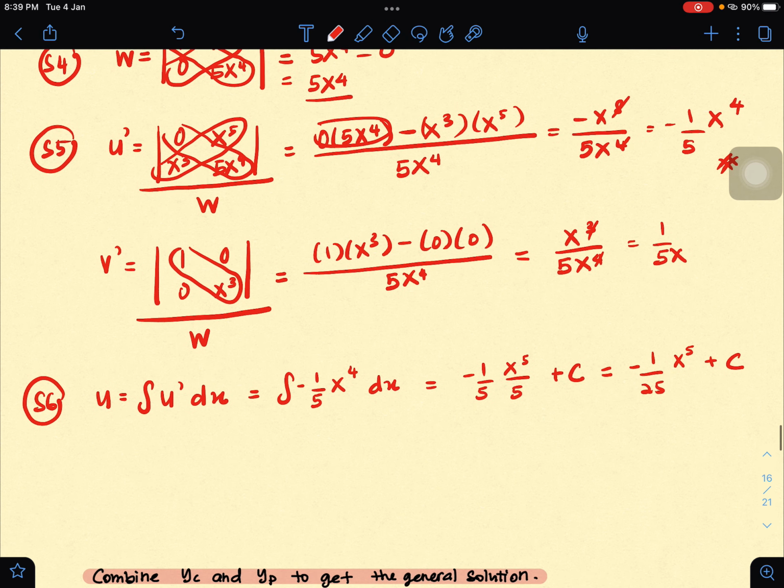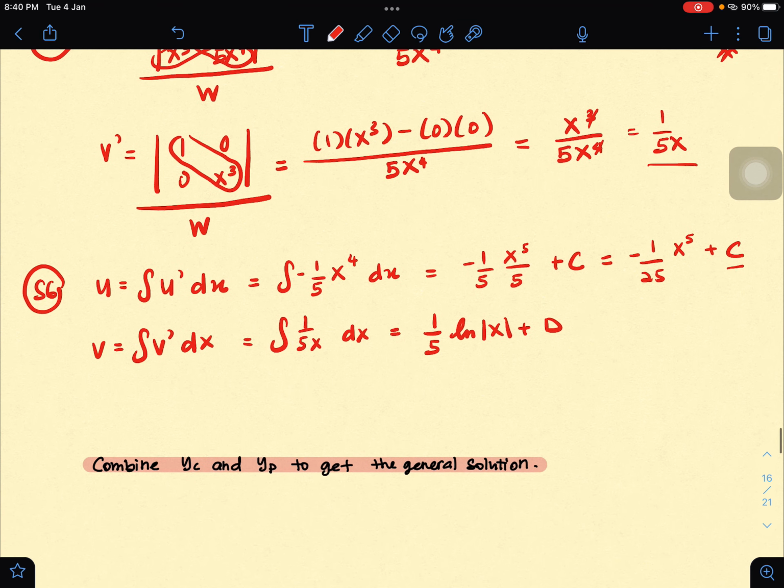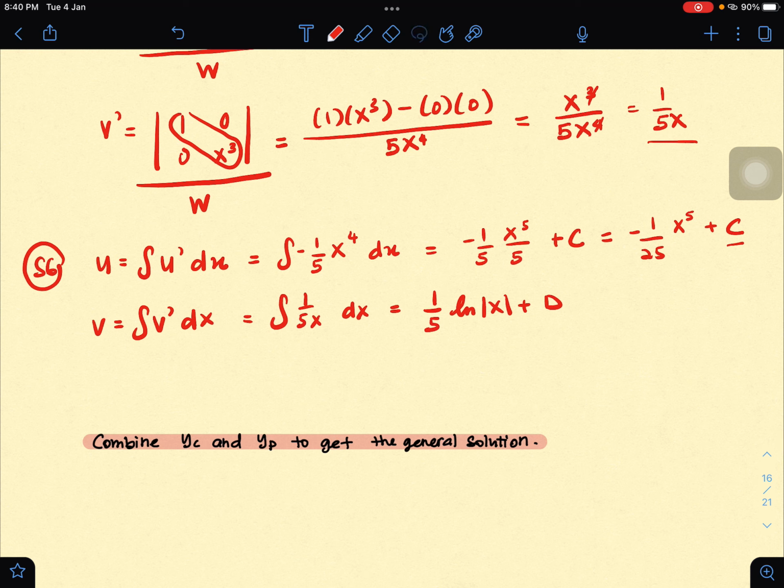Okay, and then we want to find our v. Our v is integrate v prime dx. So your v prime is 1 over 5x dx. So you will have 1 over 5 ln x plus d. Why d? Because here we already use c. So now you already have your u, you already have your v.